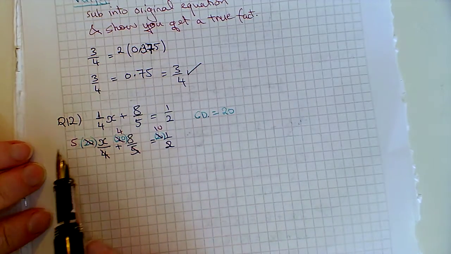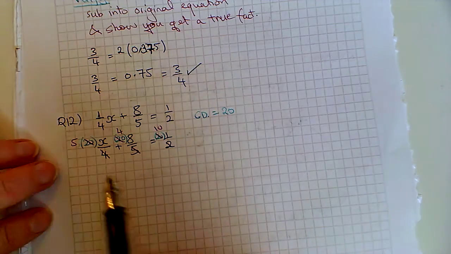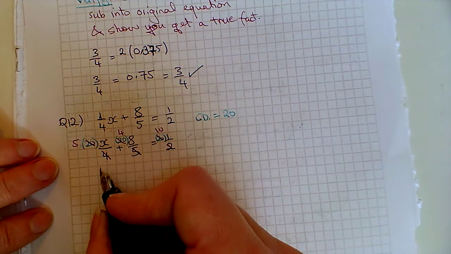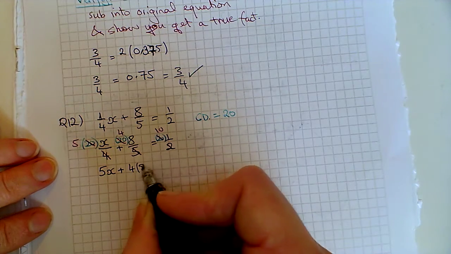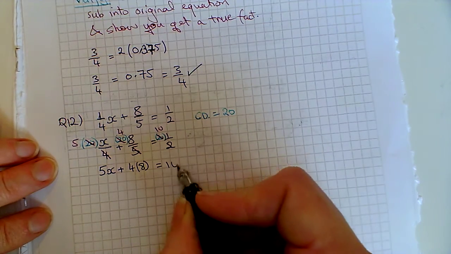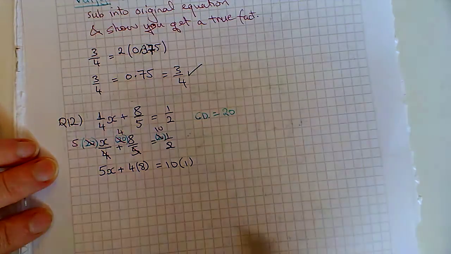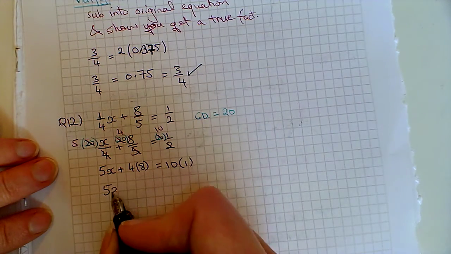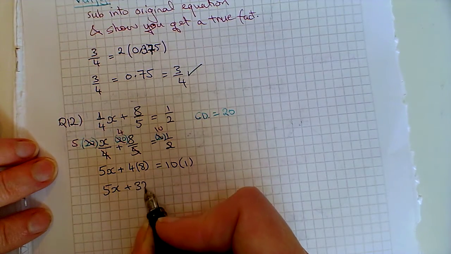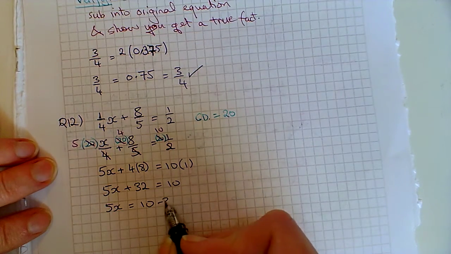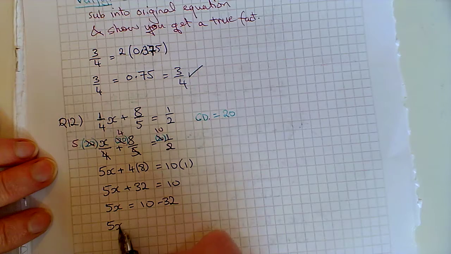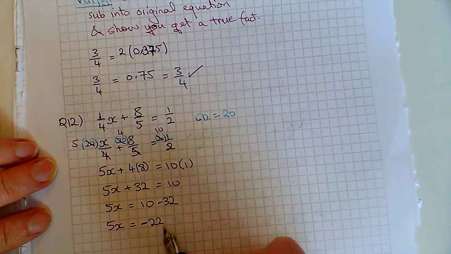Can look a little bit complicated, so give plenty of space. The 5 multiplies the x, plus 4 multiplies the 8, equal to 10 multiplies the 1. And this is the equation that I'm going to solve. So 5x plus 32 is equal to 10. 5x is equal to 10, take 32, 5x is equal to minus 22.